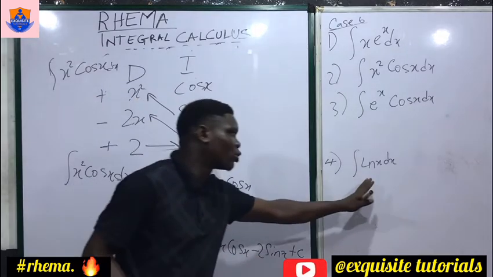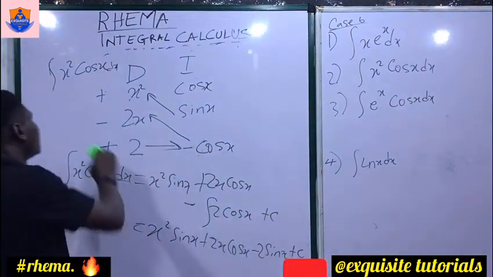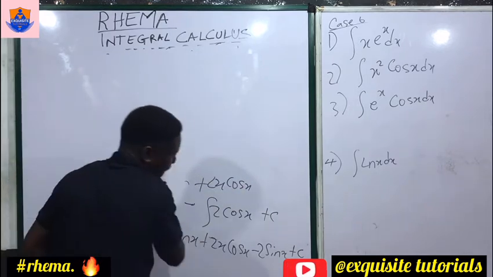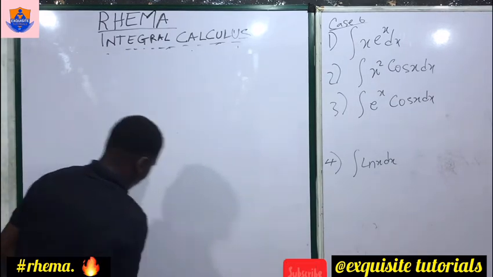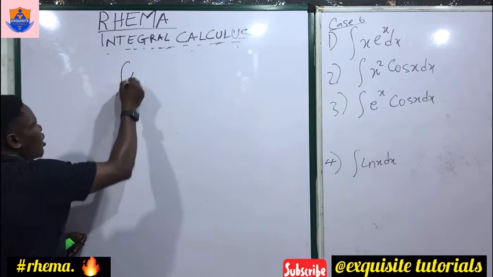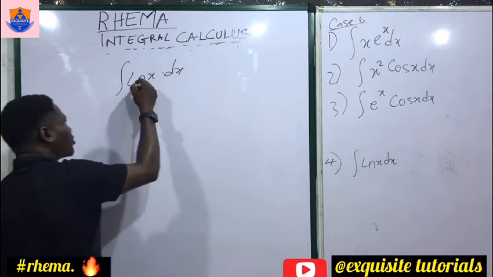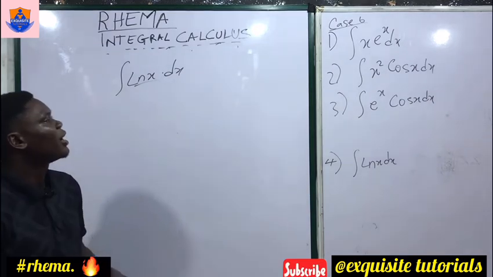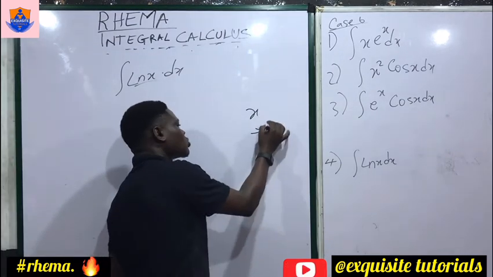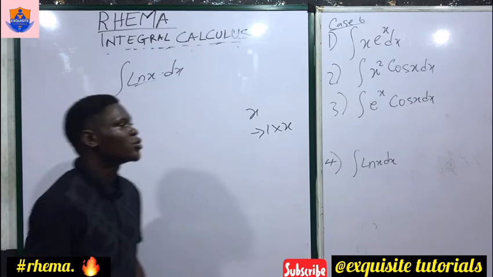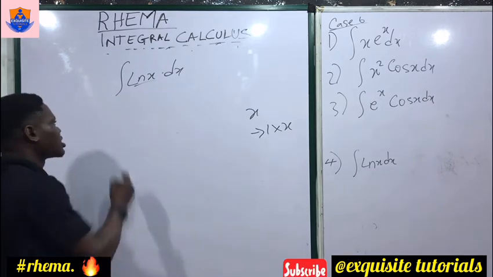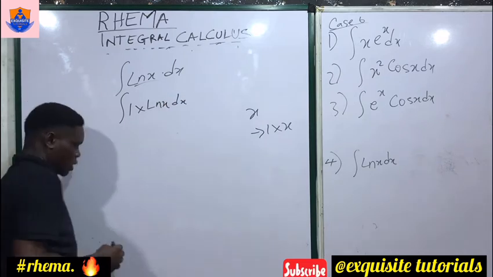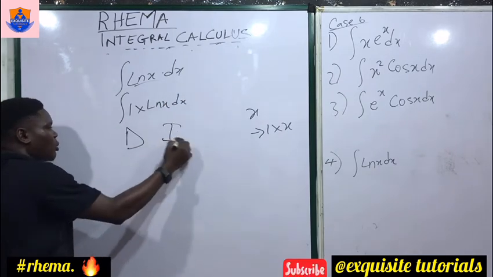Now let's move to question 4 before I do question 3. Question 4, we have integral of ln x dx. Now, two things are not multiplying each other. But do you know that for every x I have, I can write it as 1 times x. So instead of writing it as ln x, I can write it as 1 times ln x. Now, two things are multiplying each other. So we carry out integration by parts.